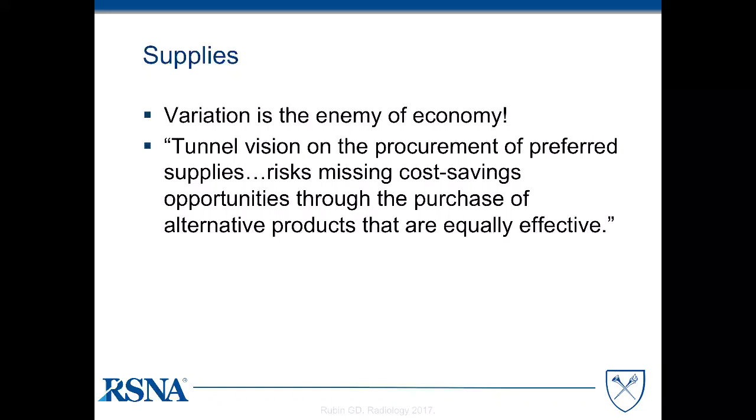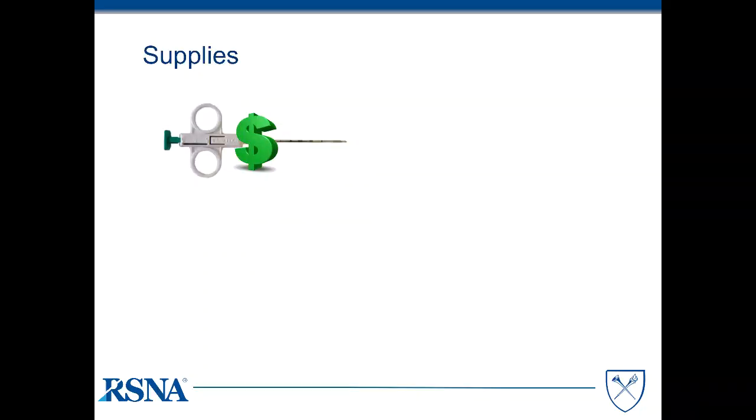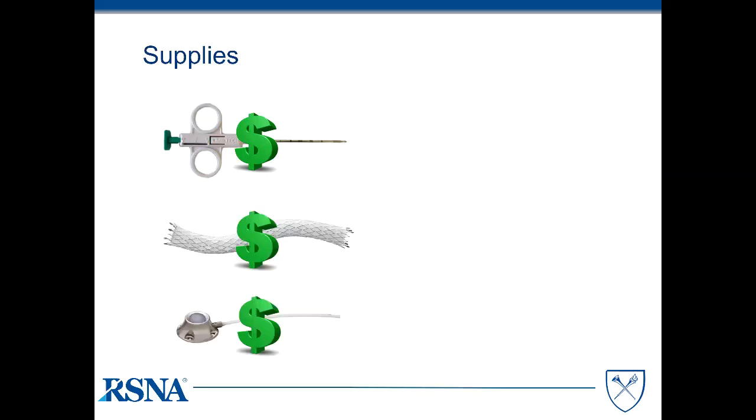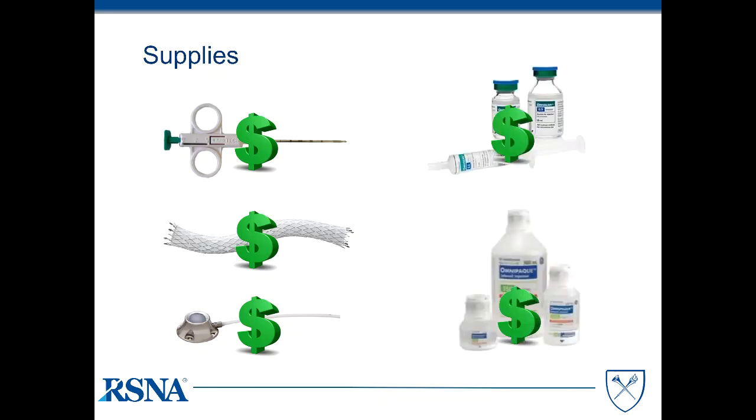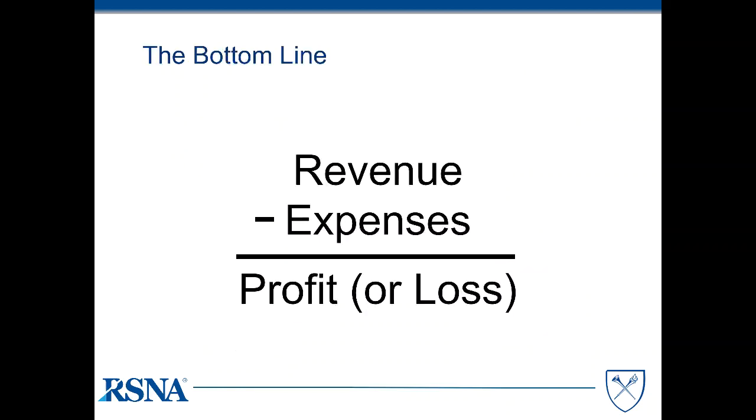And so the system opportunity here is to standardize whenever possible, trying to identify equally effective alternative products where you can buy bulk and save money. Forward-thinking practices do this for devices, whether needles or stents or ports or catheters. And they do it for contrast as well. It requires a bit of leadership and consensus building to standardize protocols and care pathways, but it also results in considerable cost savings as well. And minimizing those expenses, just like maximizing revenue, as we've talked about in other modules, translates into a better bottom line.